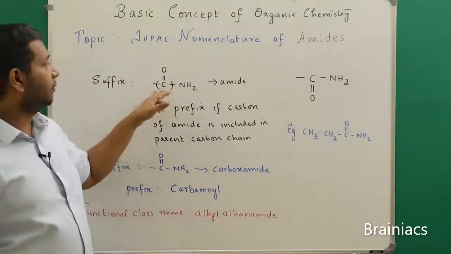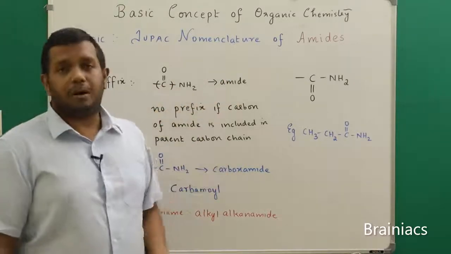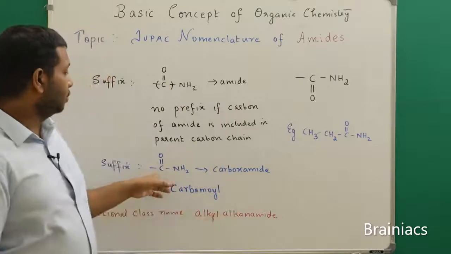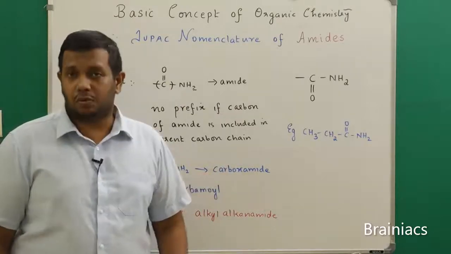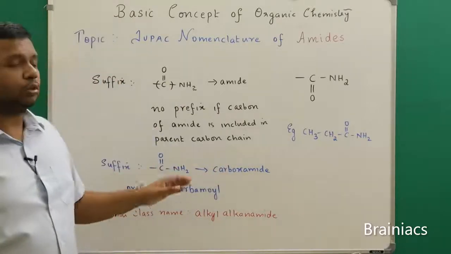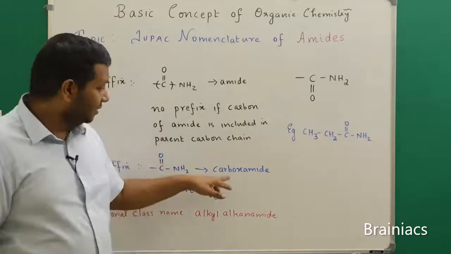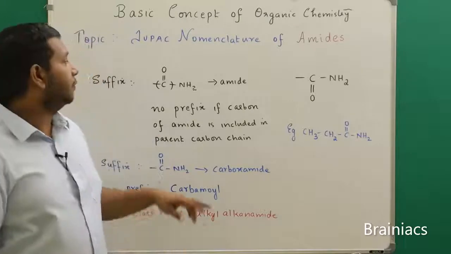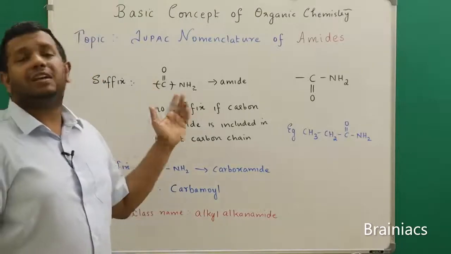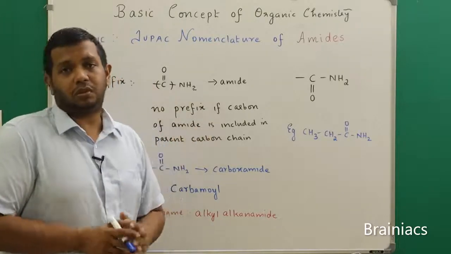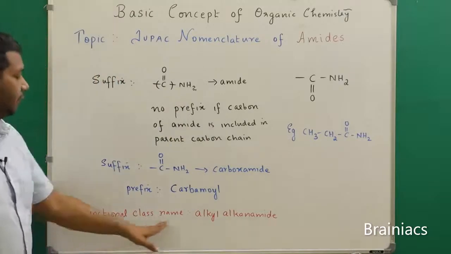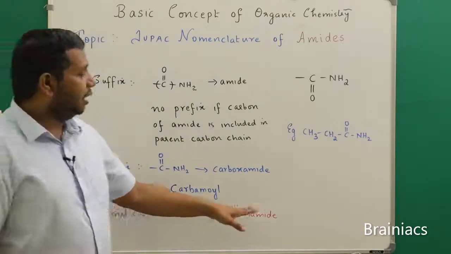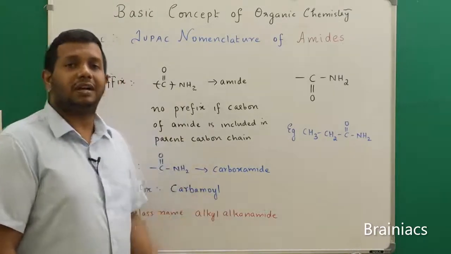Okay, so please remember, if the carbon atom is included, we use amide, and if the carbon atom is not included, we use the suffix carboxamide. In case this CONH2 behaves like a substituent and the carbon atom is not included, then we use the term carbamoyl. If the carbon atom is included, then it will not behave like a substituent. Okay. Now here, what is the functional class name? Alkyl alkanamide. This is for your easy understanding.